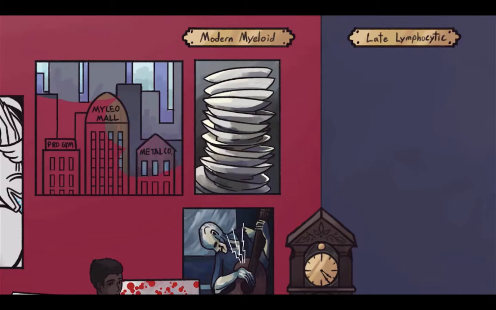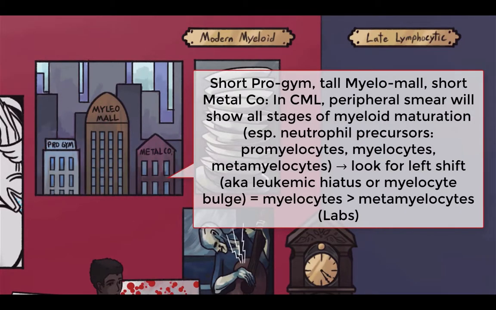The clinical hallmark of CML is the uncontrolled production of mature and maturing granulocytes, and this is demonstrated on the peripheral smear. Expect to see lots of cells from the neutrophilic series specifically, with all stages of myeloid maturation present, as illustrated in this painting of a cityscape.